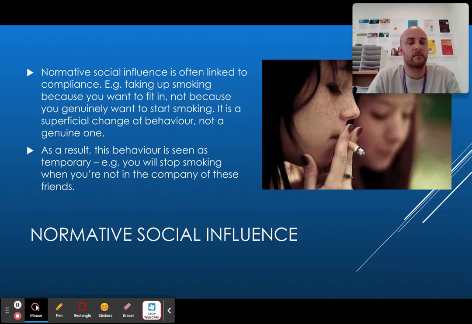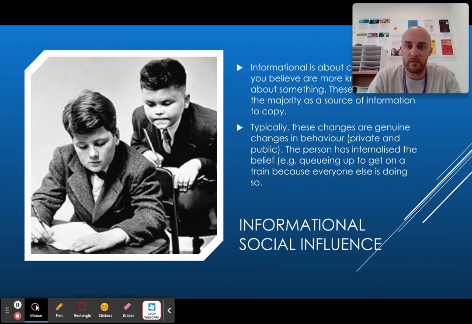I've covered this. That's fine. I've covered this as well. Informational social influence is often linked to internalization, and the changes are both genuine, private, and public.